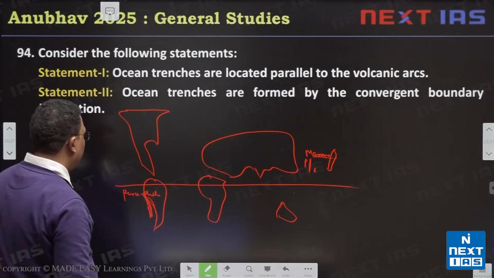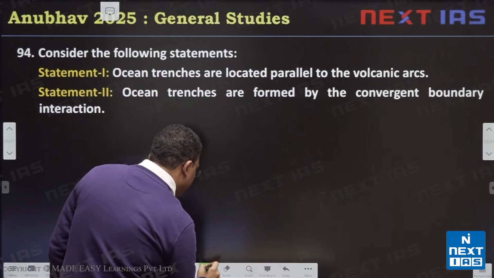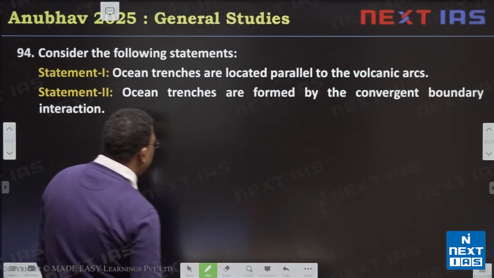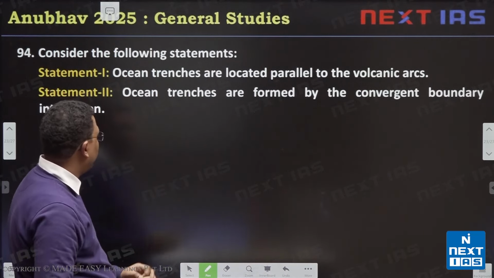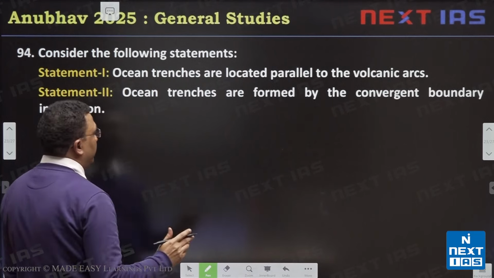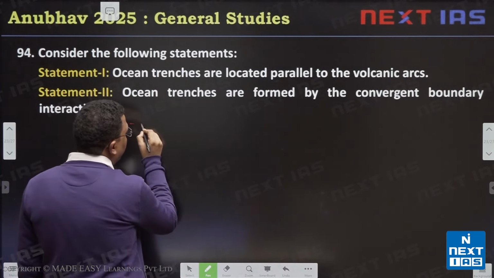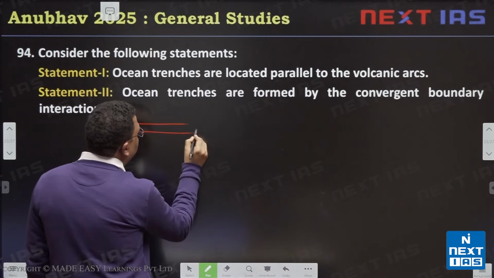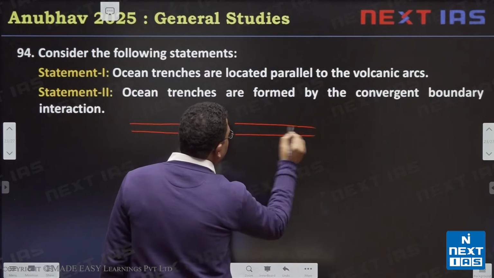Now let's see why is this so. What is the reason behind such behavior? For that we will have to understand the process of formation of ocean trenches, right? Ocean trenches are basically formed by convergent boundary interaction. Let's say there are two plates, they are converging towards each other.